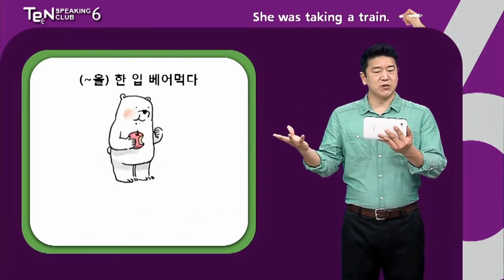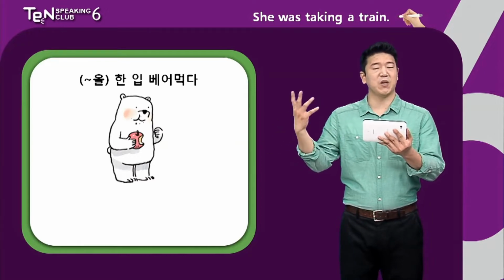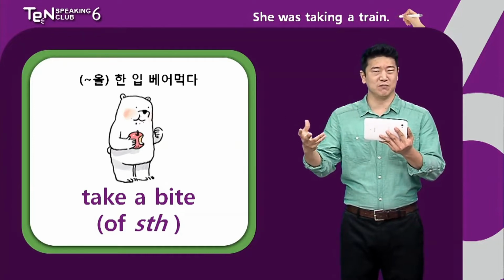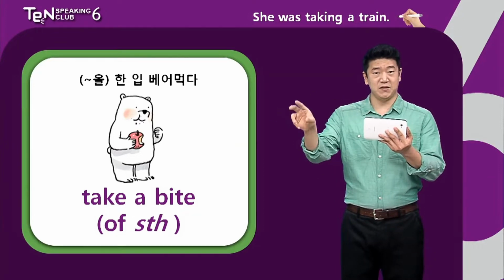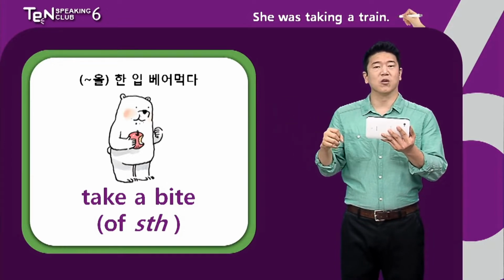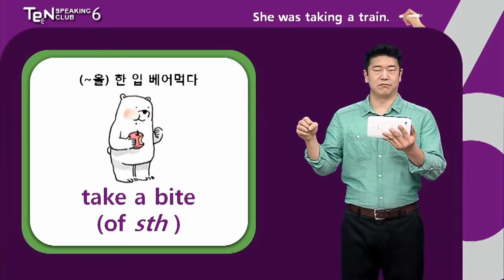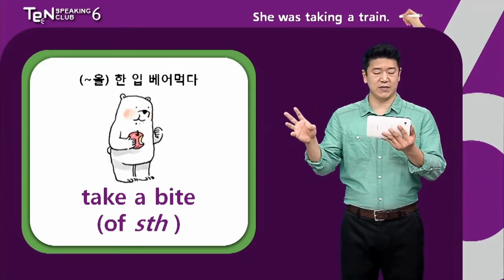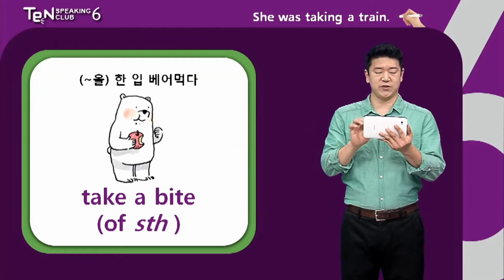All right, another way that we can use this is to say this. 한 입 베어 먹다. Take a bite. Take a bite of something, some kind of food. So you might have a piece of food and say to somebody, take a bite, please. 한 입 드세요. 한 입 드셔보세요. Or take a bite of a sandwich, for example. 샌드위치를 한 입 먹다. Or you could say that Snow White took a bite of a poisoned apple. 예, 독이 든 사과를 한 입 먹었다. 예, 그런 뜻으로 쓸 수 있죠.